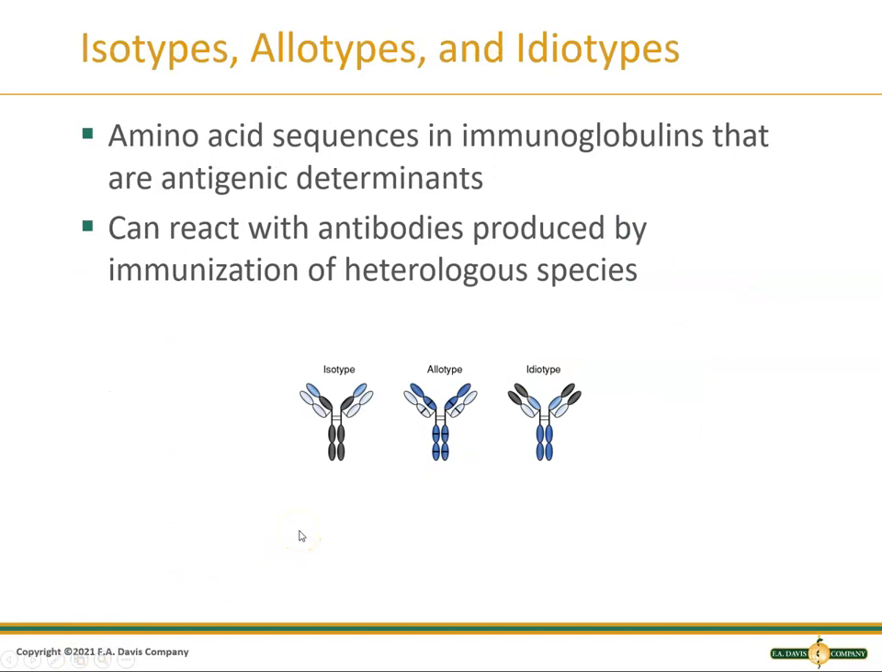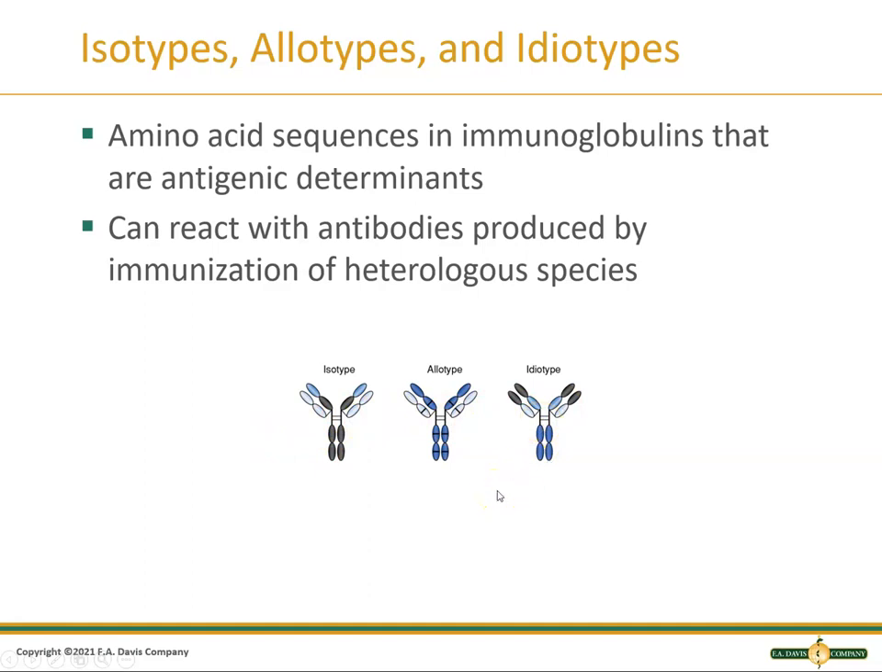Now also when we're talking about antibodies, we have what's called isotypes and allotypes and idiotypes. And that all refers to the amino acid sequences in the immunoglobulin that are part of the antigenic determinants, what we call how it responds to the foreign stuff, the epitopes, if you remember that from the previous chapter. And you can see with the different colors, they're explaining it a little bit better here.